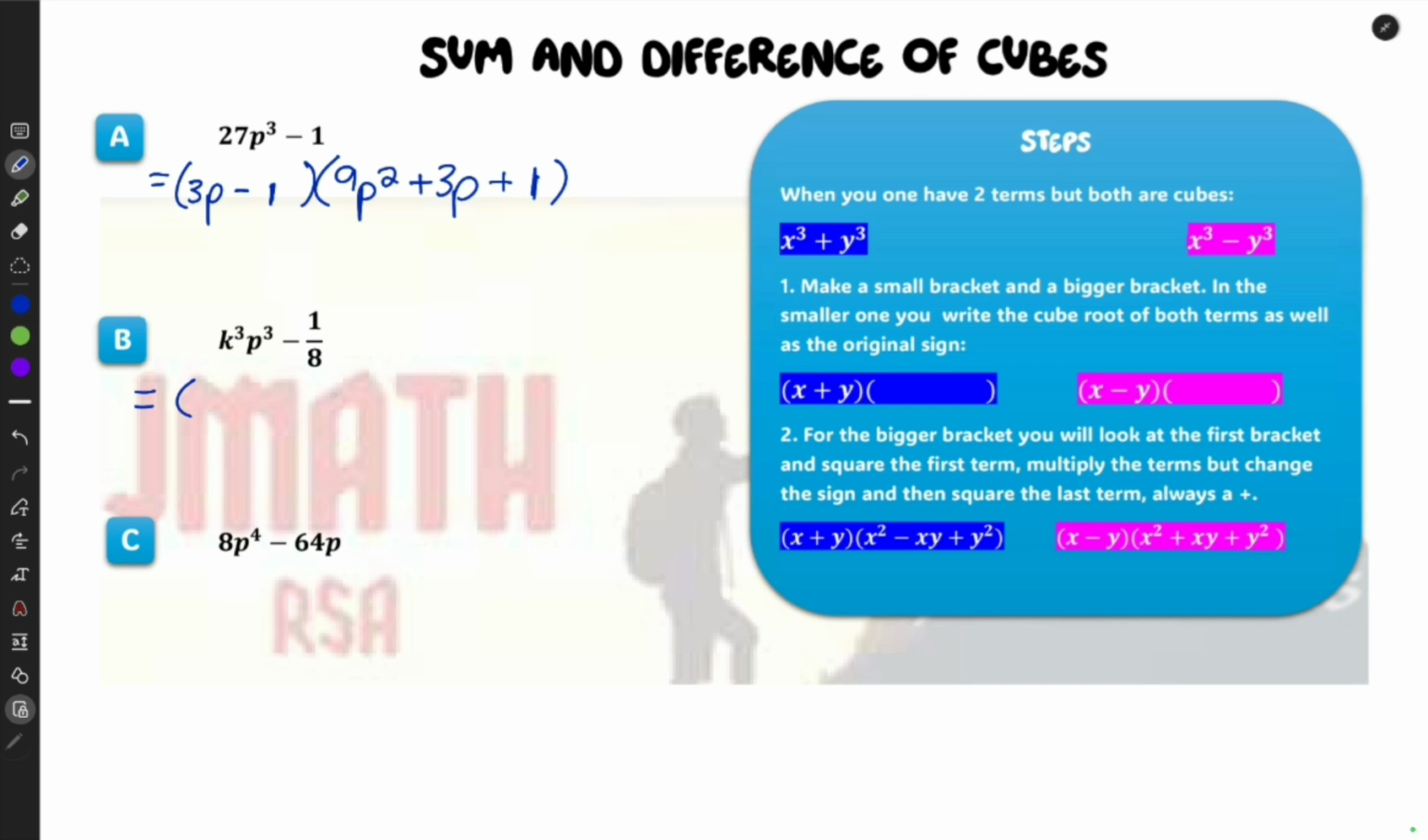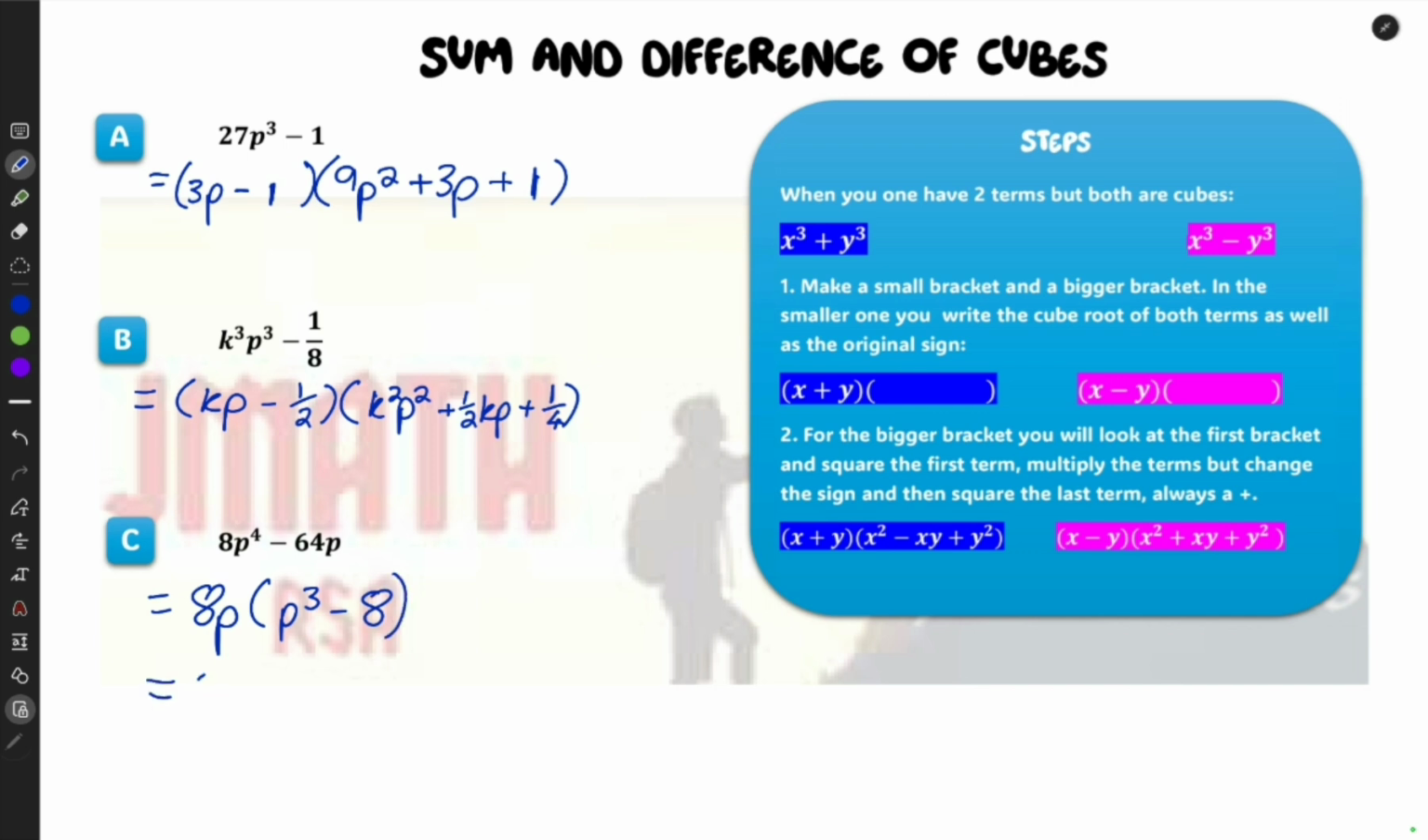So in this case, small bracket, big bracket, kp minus 1 over 2 would be the cube roots of those terms. So now square the first one, k squared p squared, multiply them but change the sign, so a half kp, always a plus, and then square the last one. There we go. Next one, I always need to check, can I take out a common factor from them? And yes, I can. I can take out 8p. I'm going to be left with p cubed minus 8. And that's it. The p is gone.